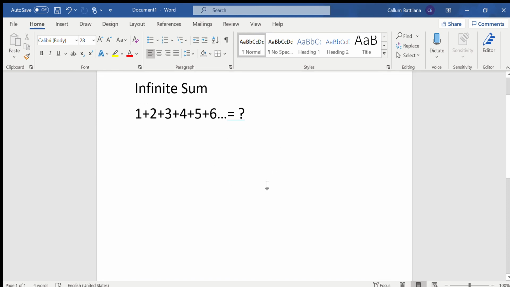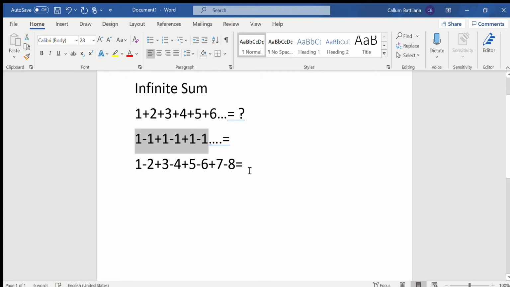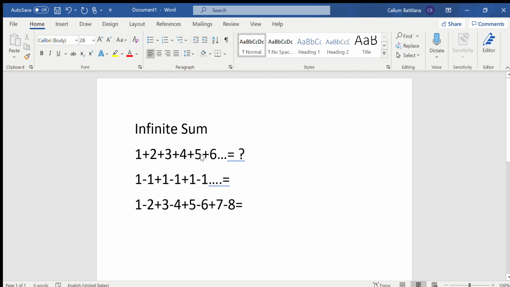Well, we're going to use two different sums. Firstly, we have the Grandi's series, which is 1 minus 1 plus 1 minus 1 plus 1 minus 1, on and on and on, and we'll see what that equals. And then we are going to be using this infinite series, which is 1 minus 2 plus 3 minus 4 plus 5 minus 6 plus 7 minus 8, and we'll see what that ends up equaling. And based on finding out the solution to both of these sums, we can find out this sum here.